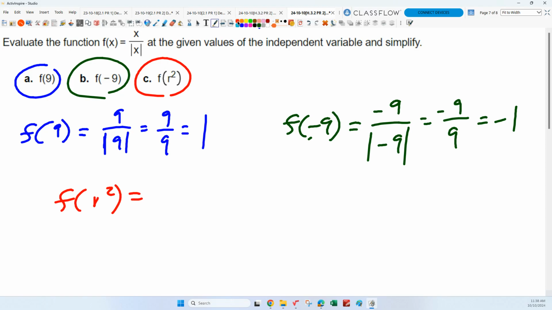So follow the same rules, right? I'm just going to get r squared divided by the absolute value of r squared. What's that? Remember, I can't just simplify stuff that includes absolute values. I've got to find a way to get rid of the absolute value bars before I can proceed with this.